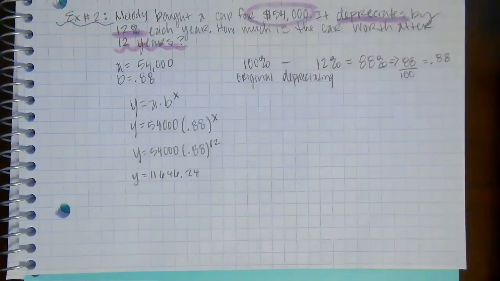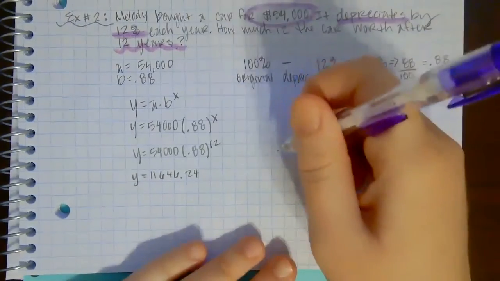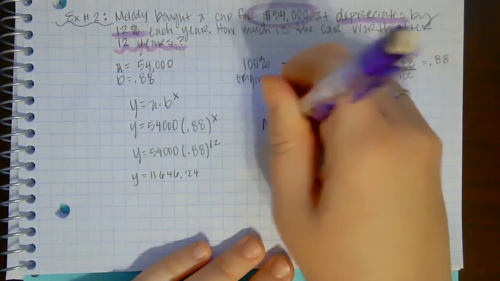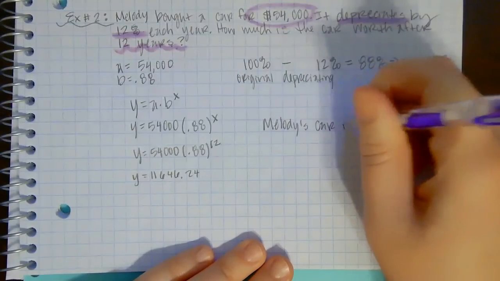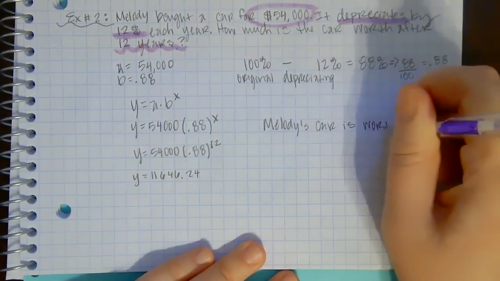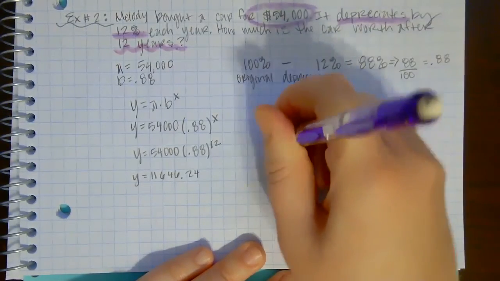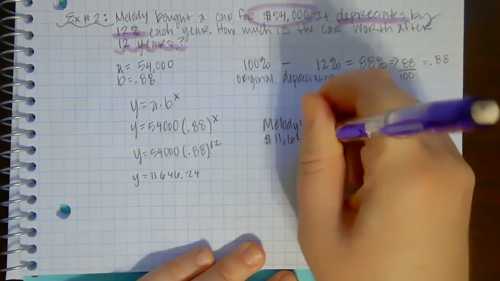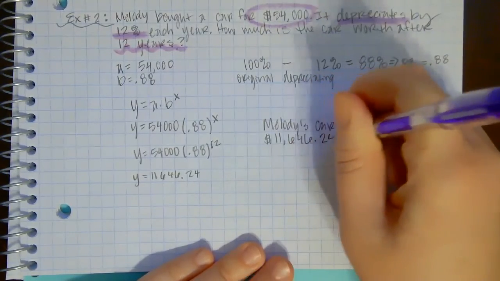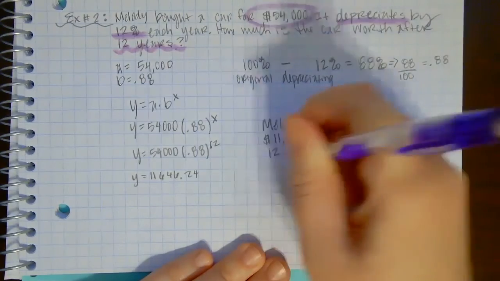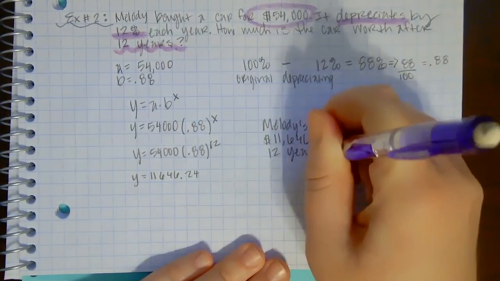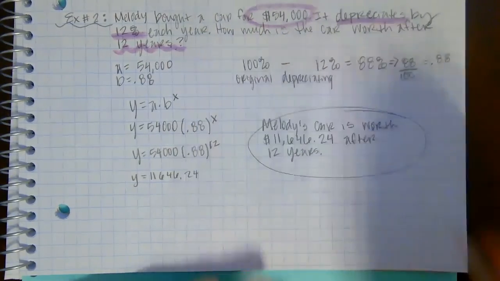Okay, so we can write our final answer. So Melody's car is worth $11,646.24 after 12 years. There you go.